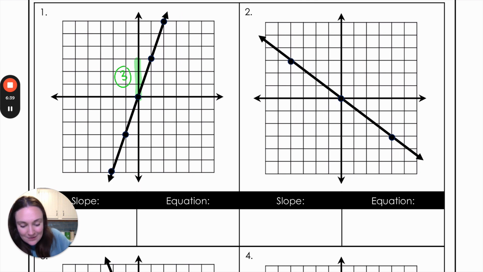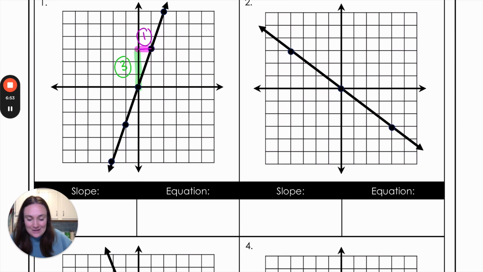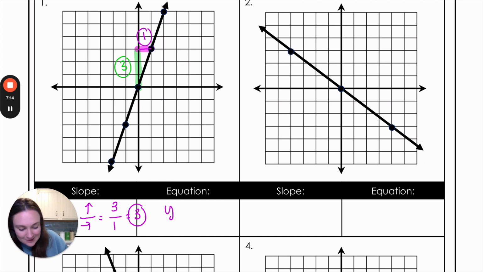Now, if I find my run, that's how far side to side I go. And in this case, you can see that I only hopped over 1 time, so my rise is 3 and my run is 1. So if I want to write that as a fraction, I'm going to write that as that rise over run, 3 over 1. And so anytime we have 1 on the bottom, most of the time they're going to just write it as a whole number. So instead of saying 3 over 1, we would just write that as 3. Now remember, for my equation, it's always y equals mx, and that m stands for slope. So we said our slope is 3, so this time it'll be y equals 3x.